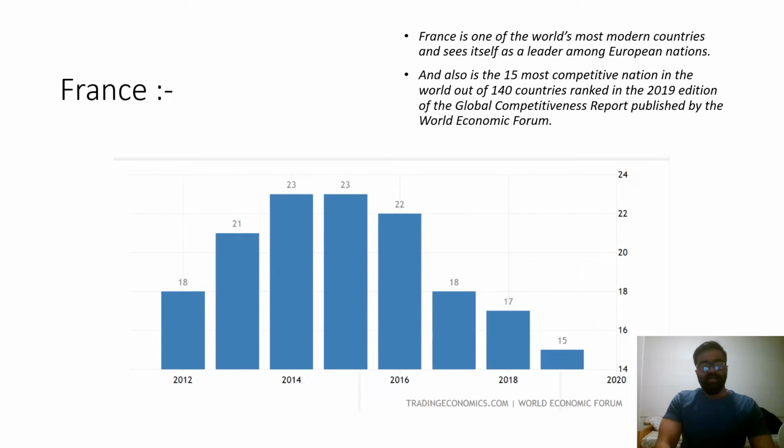If we talk about the position of France, it's one of the world's most modern countries, and it's leading among all European nations. It also holds a rank of 15 among the most competitive nations in the world, out of 140 countries, according to the 2019 edition of the Global Competitiveness Report, which is published by the World Economic Forum.